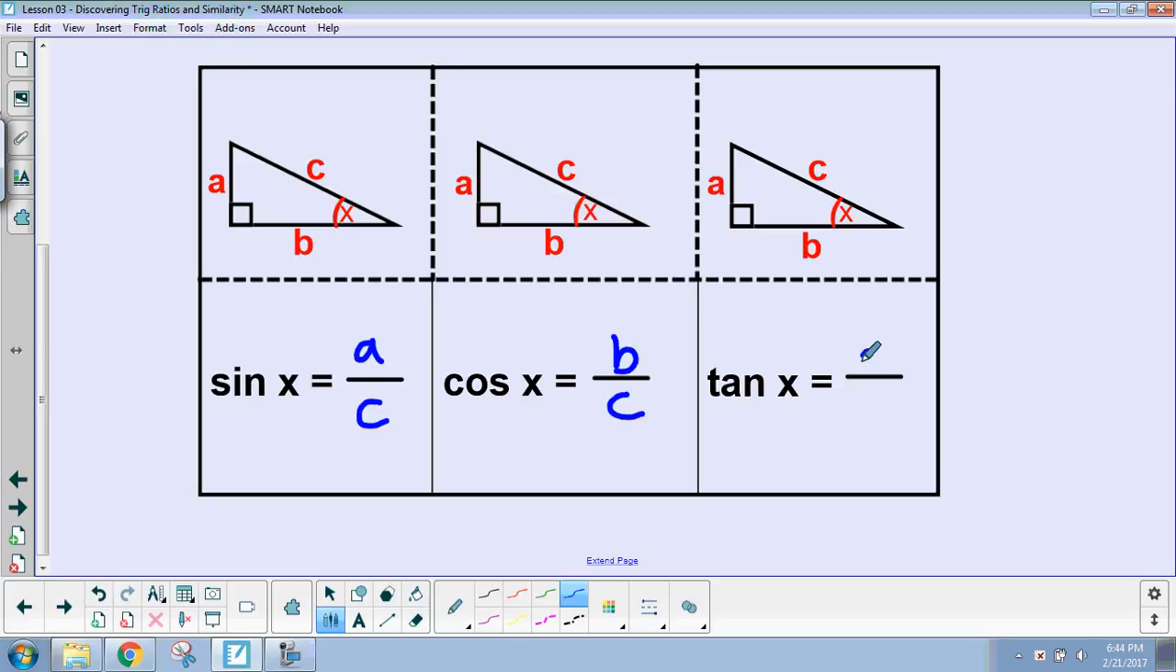Again, labeling helps. If you want, you can go ahead and put OPP here and height. Notice I'm only labeling these two because that's the only thing sine can be used for. Bottom would be adjacent over hypotenuse, and opposite over adjacent. Again, this is all referencing x. So if you want, go ahead and make this foldable. If you don't want it, so be it.